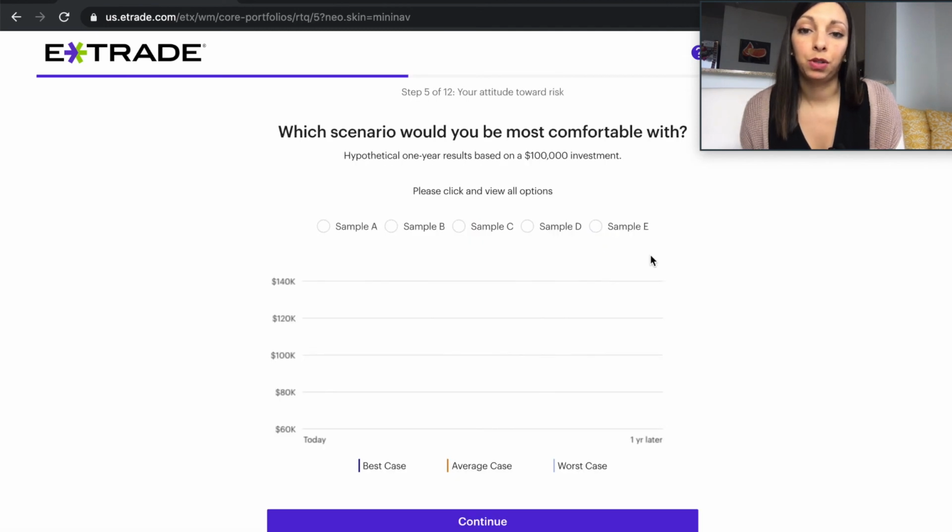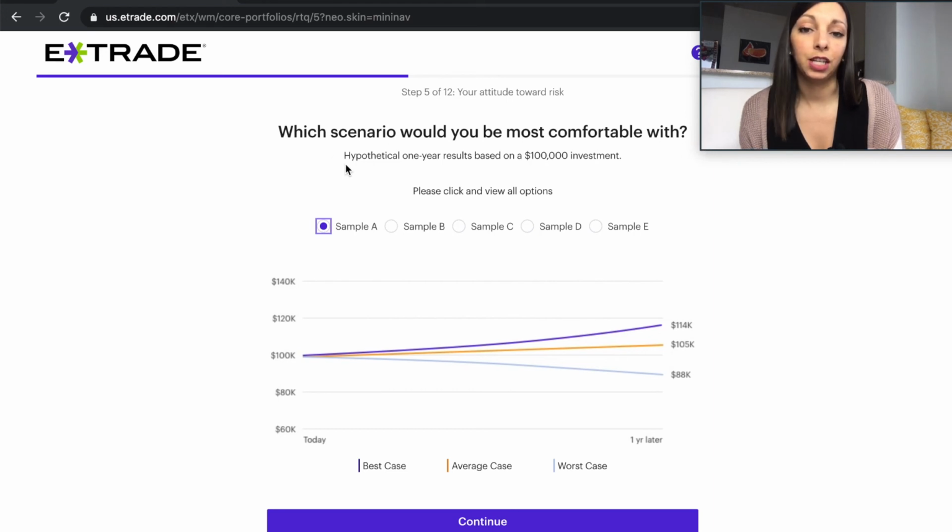Which scenario would you be most comfortable with? A, so this is asking if you were to invest $100,000 initially, after 1 year, how would you feel if these different hypotheticals happen? See down here it says average case, the purple is best case and the blue is worst case. So you invest $100,000, after 1 year you have $105,000, or in a best case scenario it grew to $114,000. In the worst case scenario, you decreased in value and now only have $88,000. Or compared to B, that average case is 106, the upside is 119, the downside is 84,000.